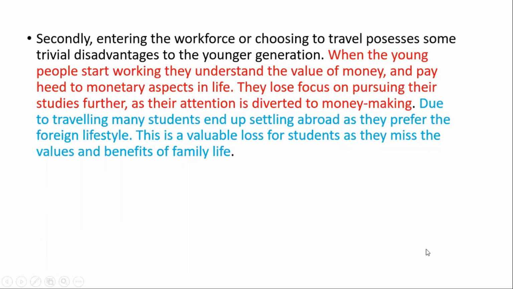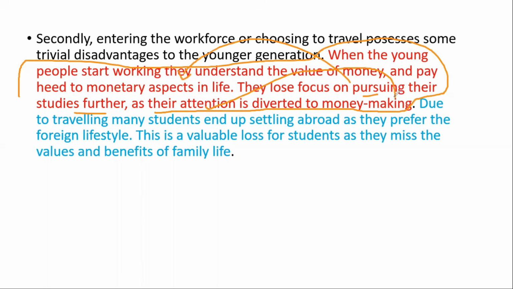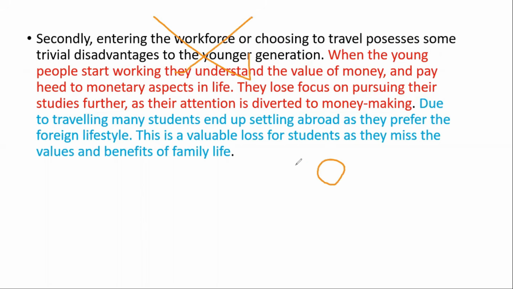"They lose focus on pursuing their studies further as their attention is diverted to money making." Coherence and cohesion is fine. They pay heed to monetary aspects and their attention is diverted to money making. Coherence and cohesion is fine to some extent, but task response, nope, right away 0, because this is talking about some other topic. Makes sense, isn't it?